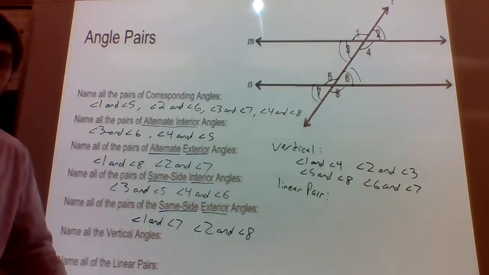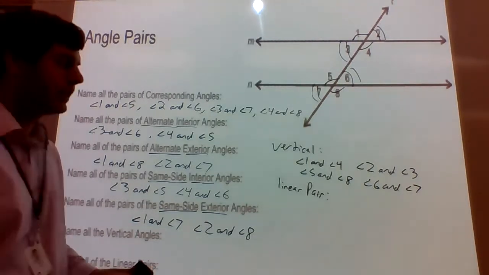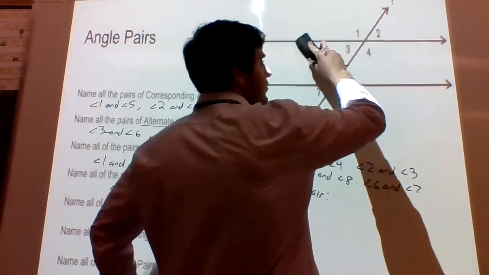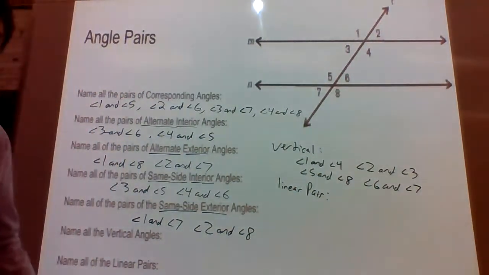Linear pairs are two angles that are both supplementary and adjacent. Adjacent meaning next to each other. Supplementary meaning their angle measures add up to 180. So basically, they're two angles that are right next to each other and form a straight line.